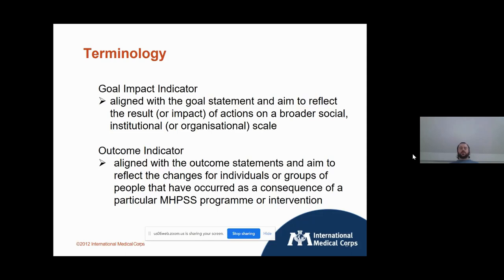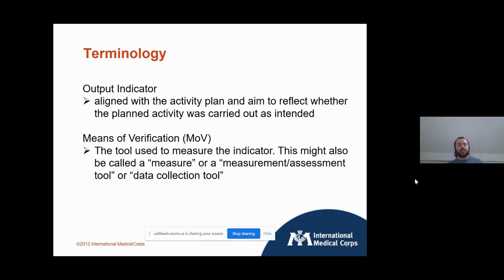The outcome indicator is aligned with outcome statements and aims to reflect changes for individuals or groups of people that have occurred as a consequence of the particular MHPSS program or intervention. Output indicators are aligned with the activity and aim to reflect whether the planned activity was carried out as intended. And means of verification are the tools we use to measure indicators. They may also be called measurements, assessments, or data collection tools.